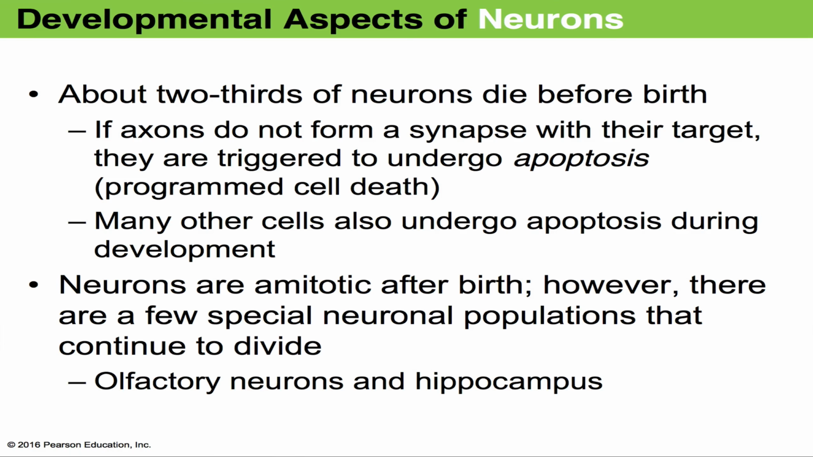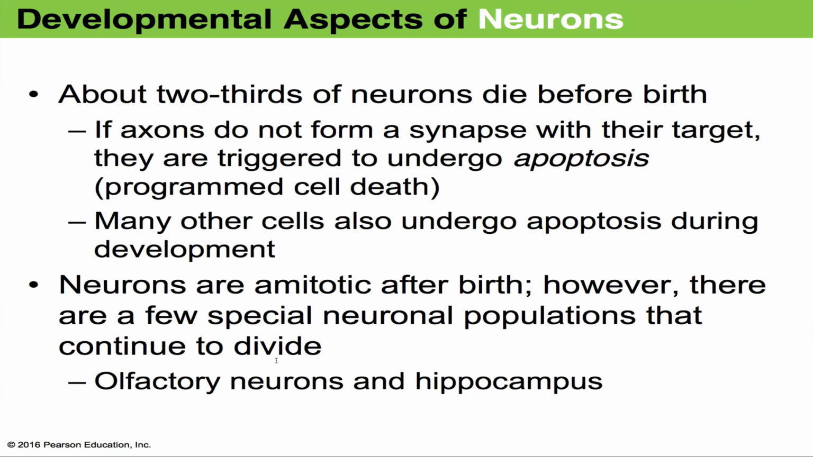Of all the neurons that are formed during the embryonic period, perhaps 2/3 die before we're born. If axons do not form a synapse with their targets, they're triggered to undergo apoptosis, which is programmed cell death. Many other cells also undergo apoptosis during development. Neurons are amitotic after birth. However, there are a couple of special neuronal populations that continue to divide. Those are the olfactory neurons and some of the cells of the hippocampus. This is the part of the brain that's involved in learning and memory.